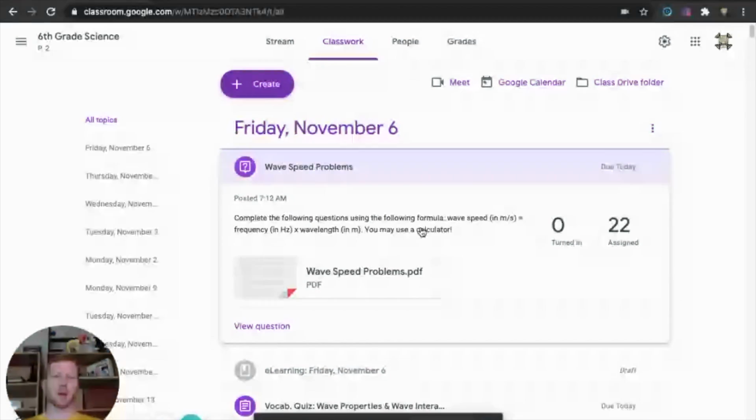It says complete the following questions using the following formula. Wave speed, which remember that is in meters per second, equals frequency, which remember that is that new fancy word we learned about, which is hertz, capital H, lowercase z, times wavelength, which is going to be in meters. You may use a calculator in order to answer these.